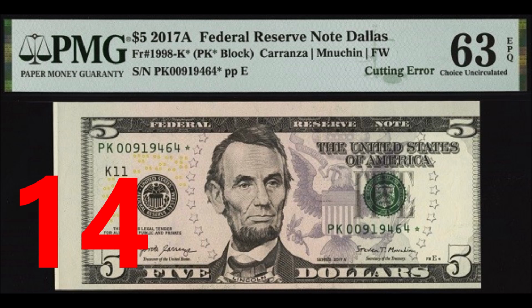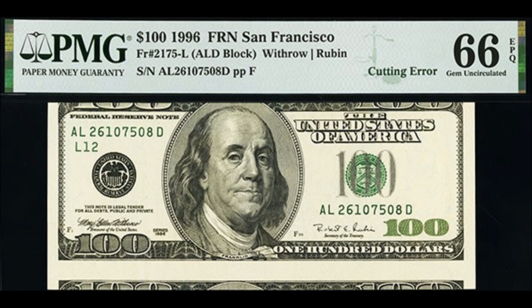The next error on this list is a cutting error. This error happens when the sheets fail to align properly during the last stage of creating a banknote, the cutting process. Both sides of the note will be affected by this error.